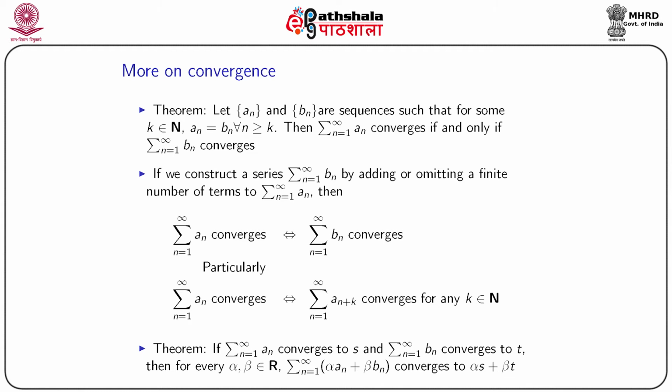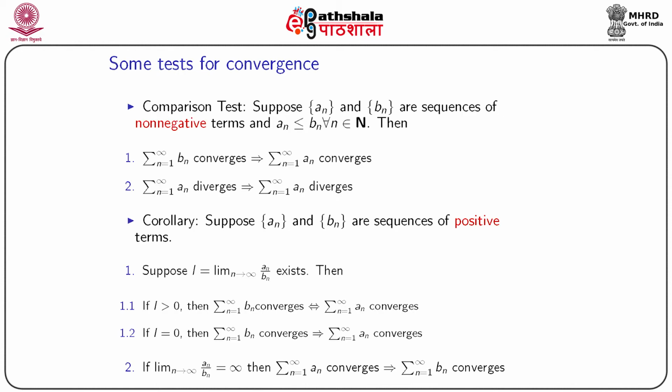Now if we have two series, sum over n from 1 to infinity of a_n converges to s, and sum over b_n, n from 1 to infinity, converges to t, then for every alpha and beta belonging to the real line, that means they are real numbers, the series sum over n from 1 to infinity of alpha a_n plus beta b_n converges to alpha s plus beta t.